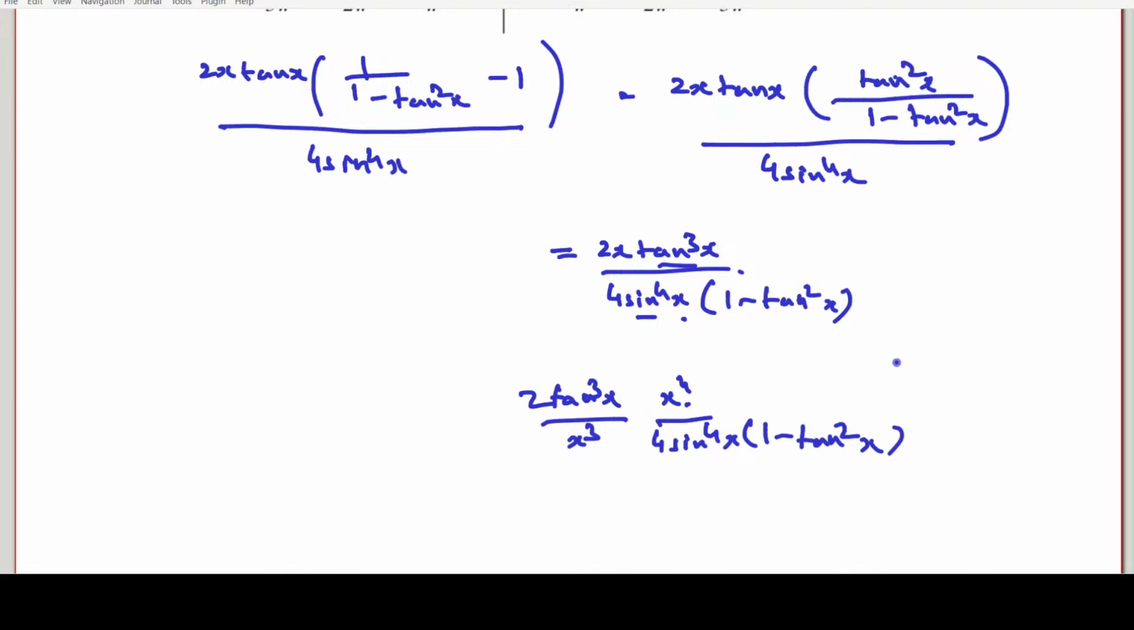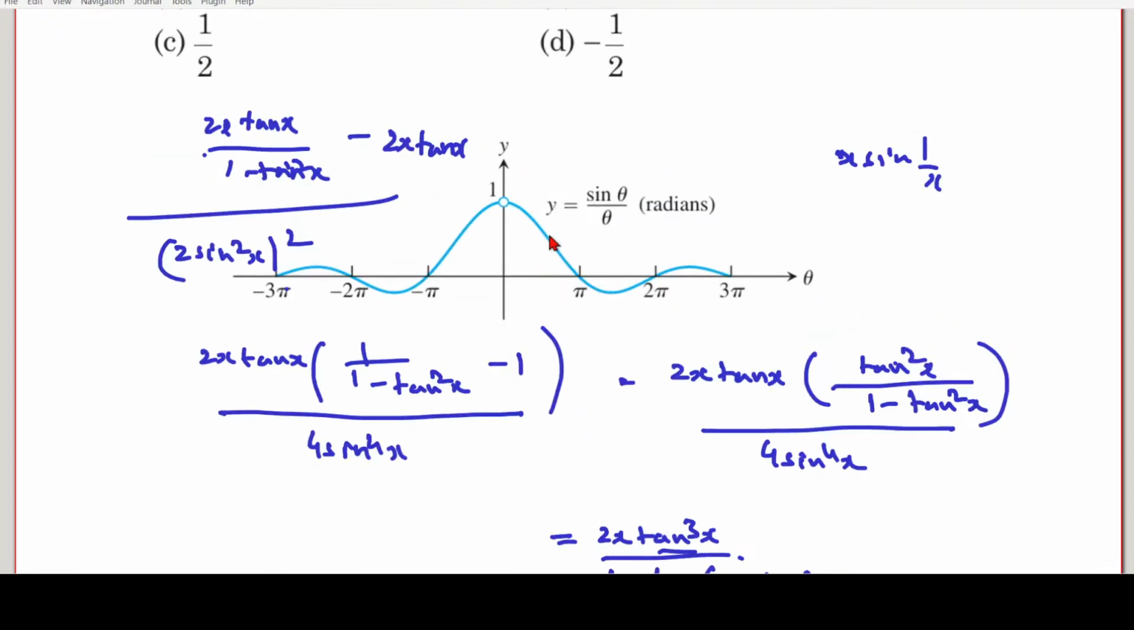Okay, so what does that mean? Tan cube x by x cube is one, sine power 4x by x power 4 is one, and what will be left? This is half, 2 by 4. So half into 1 minus tan square x, which is anyway 0 when x is 0. Which is equal to half. So half is the answer.